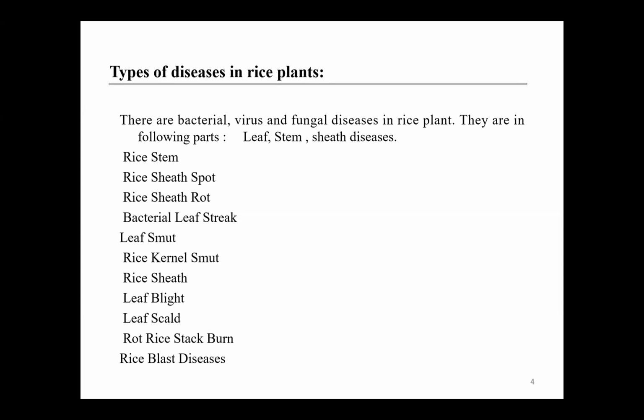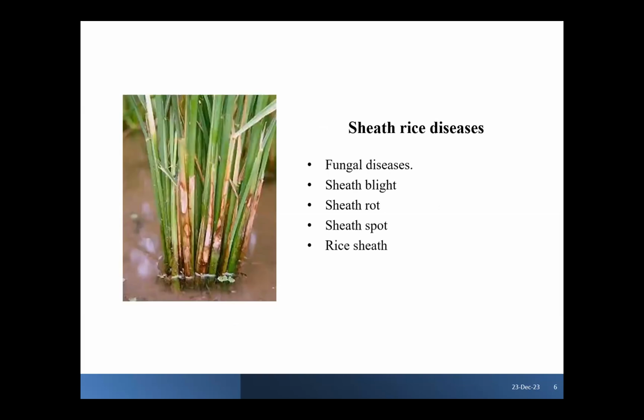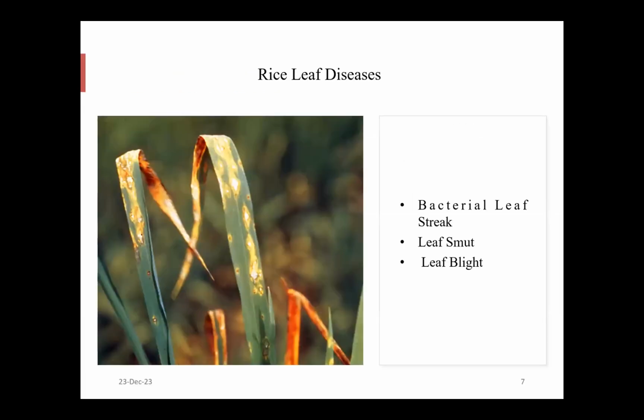So these are some of the figures. Stem rot disease is in the stem, so it may be a fungal infection, and the plant looks like this. Black lesions are formed on the outer leaves, and these are sheath diseases, like fungal disease, blight, or rot, or spot, or rice sheath. These are the most common ones. That is a rice leaf disease, when there is bacterial leaf streak, leaf smut, or leaf blight.